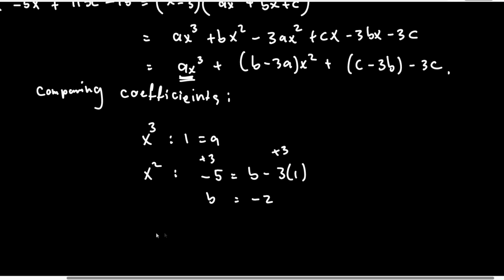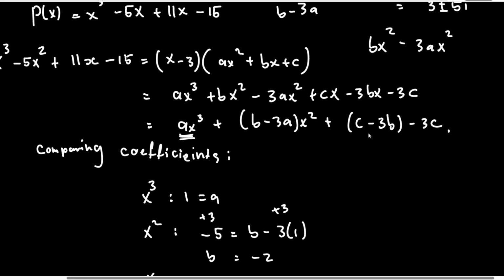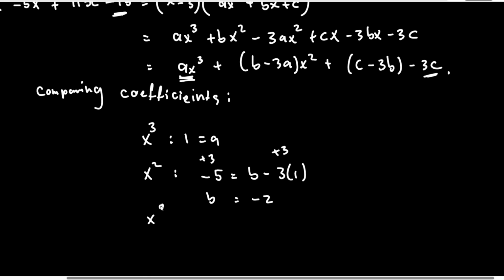So we got a, we got b. Now all I need is c. I can either use this one and compare it to 11, or I can simply compare the 3c to the 15. That one's going to be easier. So that's going to be x to the 0. So we get minus 15 is equal to minus 3c. Therefore, c is equal to 5.